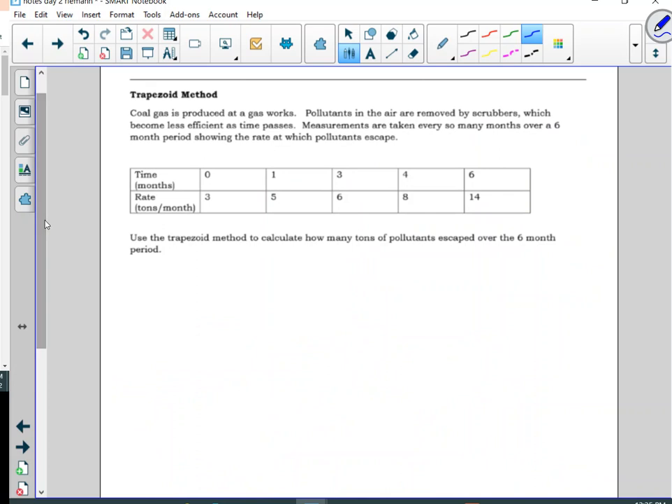Trapezoid method. The trapezoid method is going to use one of the things I talked to you about with a trapezoid. When we were looking at our trapezoids, when we were doing our areas, we talked about how sometimes our trapezoids might be kind of standing on their sides.